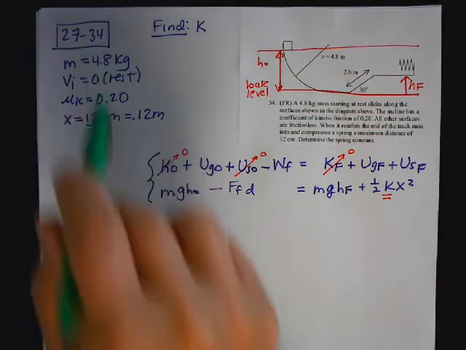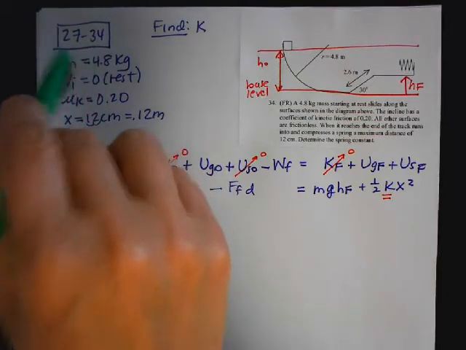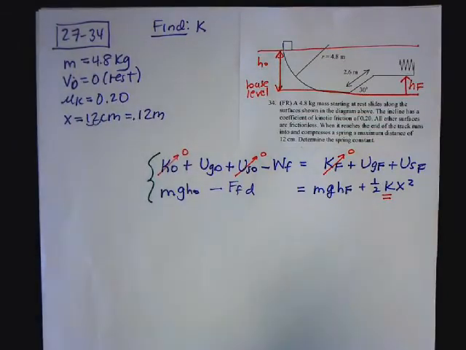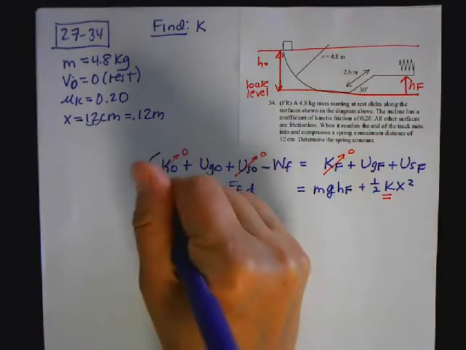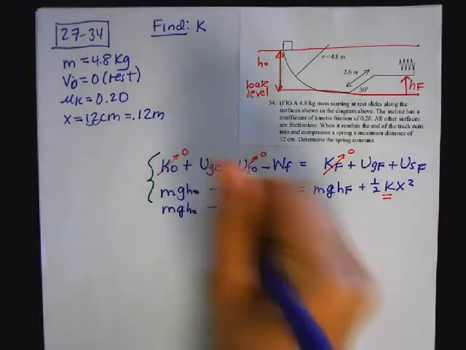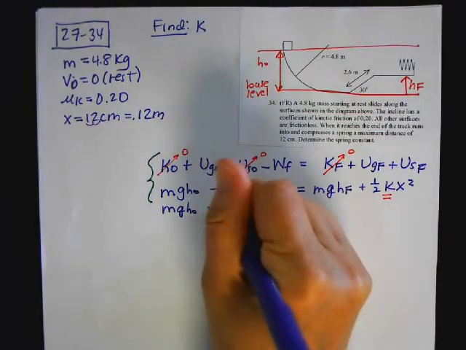What if there was no numbers here and this was just m, v naught, mu sub k and x, and they wanted my answer in terms of variables. So that's why we're going to rearrange the equation to solve for the unknown in terms of the known to practice doing this. So if I do this step by step, so I have mg h naught minus, well, I know f of f is mu times f of n.